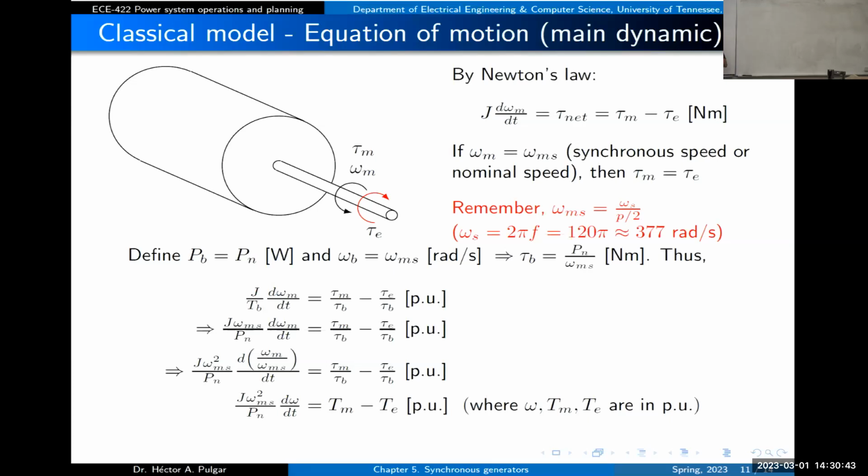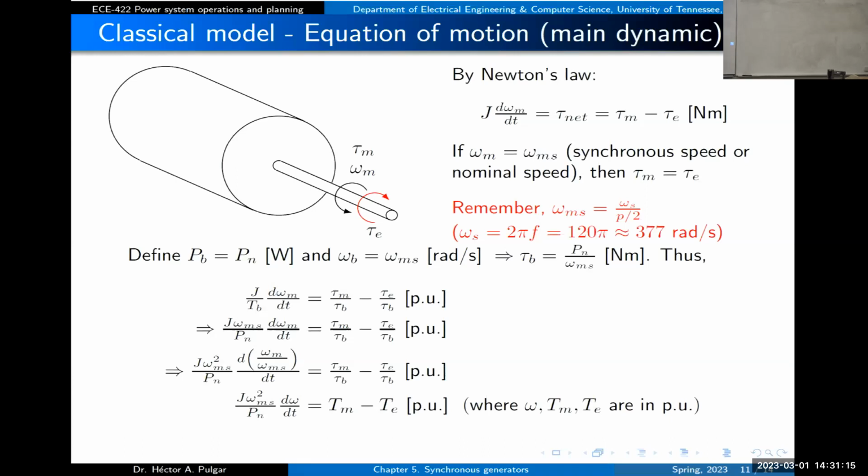What power? If this is base value, we would like to use the nominal power. What is the speed? The nominal speed. So we can define that as the base value, and therefore the base torque will be defined in newton meters as this ratio. Now, what do we have to do? We take this equation and divide by the base torque, and that's what we have right here.